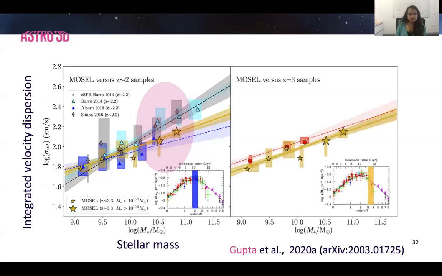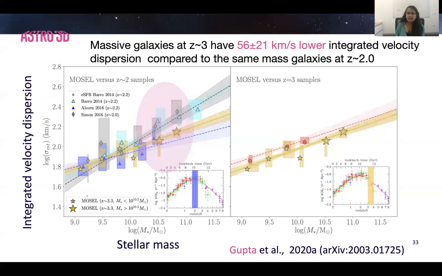How do our measurements compare with existing redshift 3 samples? Sadly, there are not that many samples at redshift of 3 because it's hard to measure them. We find one study which has provided these integrated velocity measurements, but they don't have any high mass galaxies in their sample. Their low mass sample matches pretty well to what we have, so that's reassuring. So essentially in this plot, what we are finding is massive galaxies at redshift 3 have about 50 kilometers per second lower integrated velocity dispersion compared to the same stellar mass galaxies at redshift of 2.